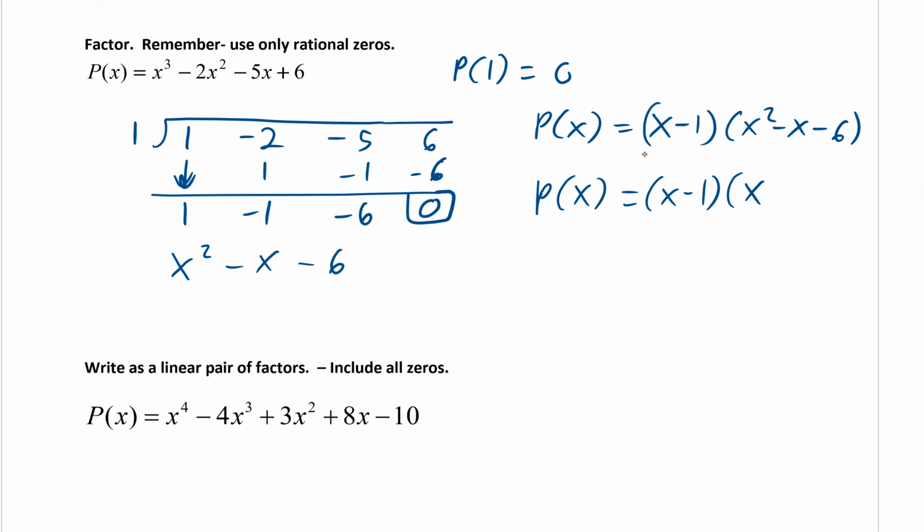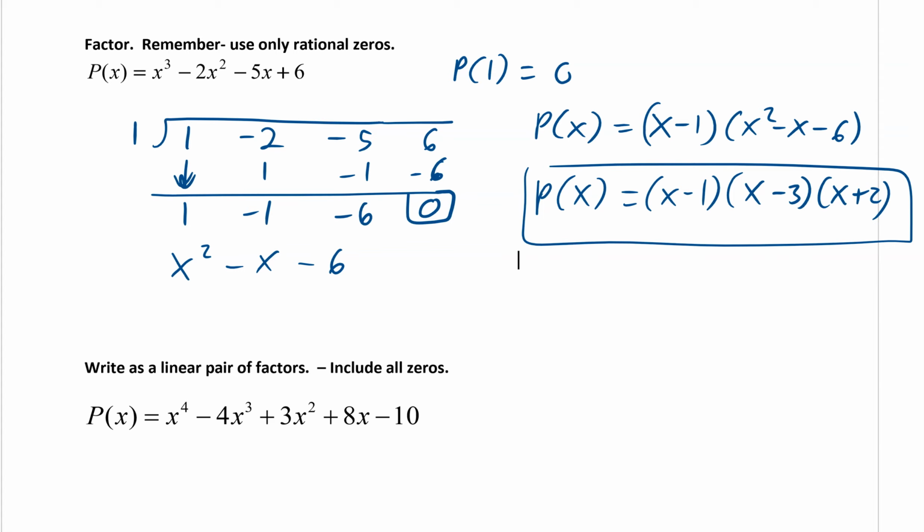So whether we're finding zeros or solving an equation, it's the same exact steps. It's just different purposes of it. And so there we go. That is not the correct answer. Plus 2. There we go. That is our factored form.